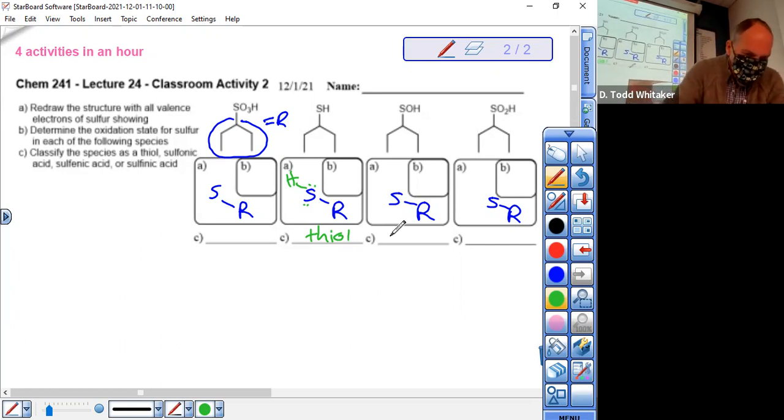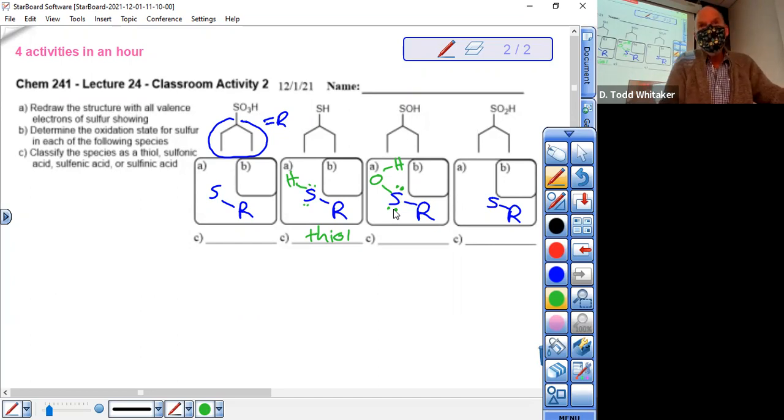Okay. Let's go increasing number of O's. SOH. No surprises here. And notice I'm not putting lone pairs on the oxygen because it didn't ask for that. Valence electrons on sulfur. And for the other three, you've got to know your alphabet.